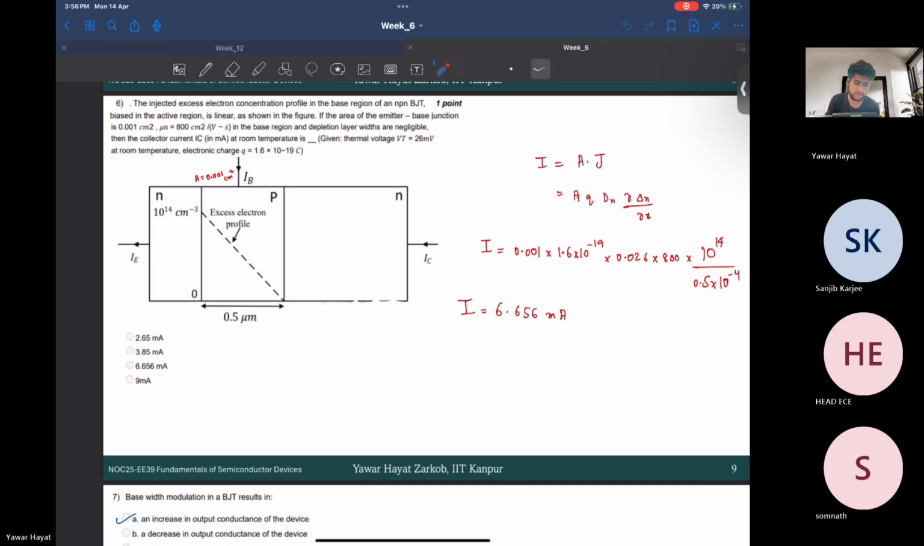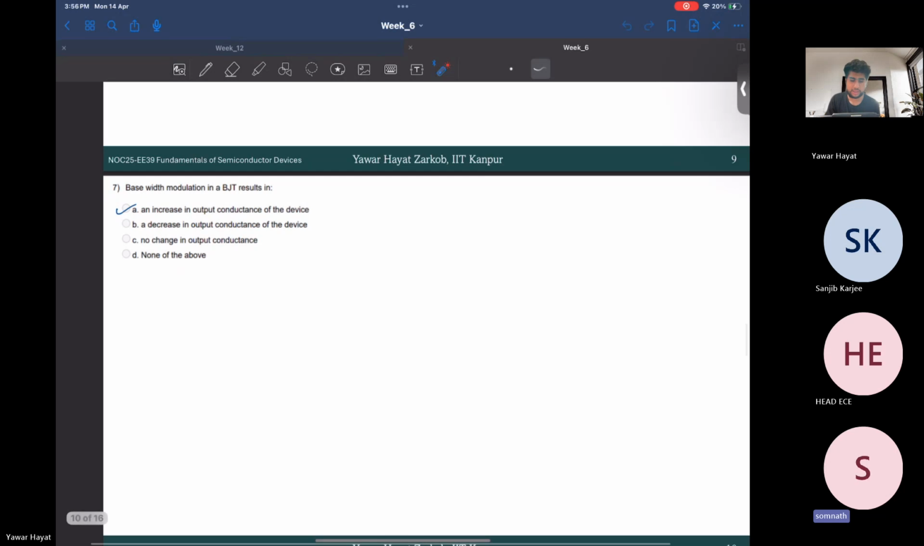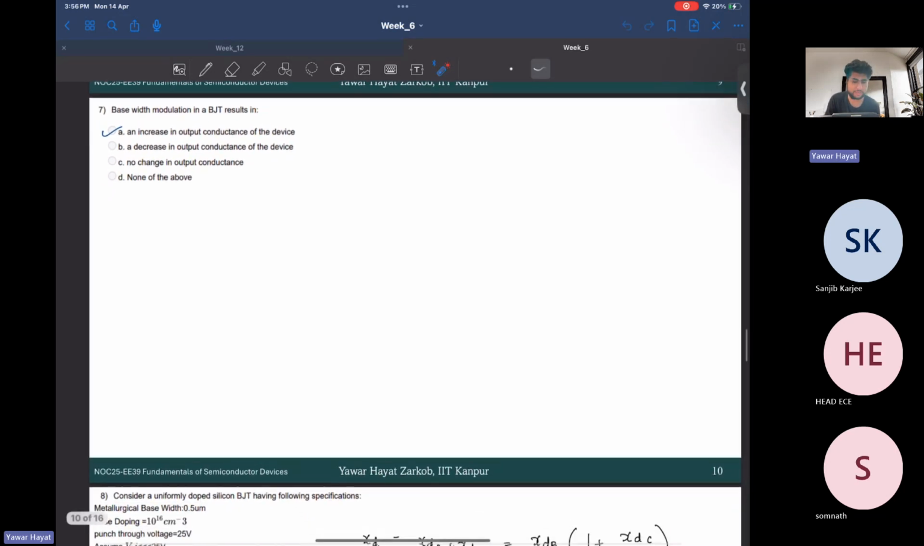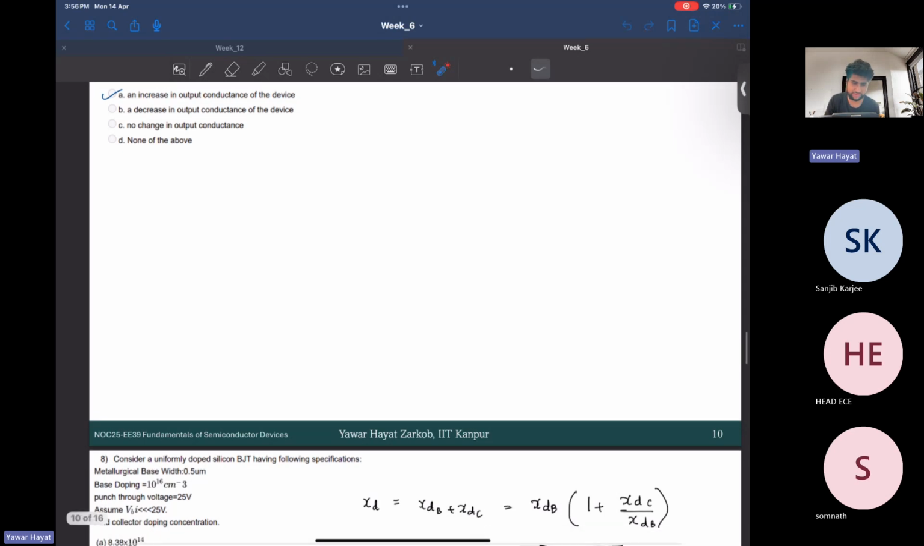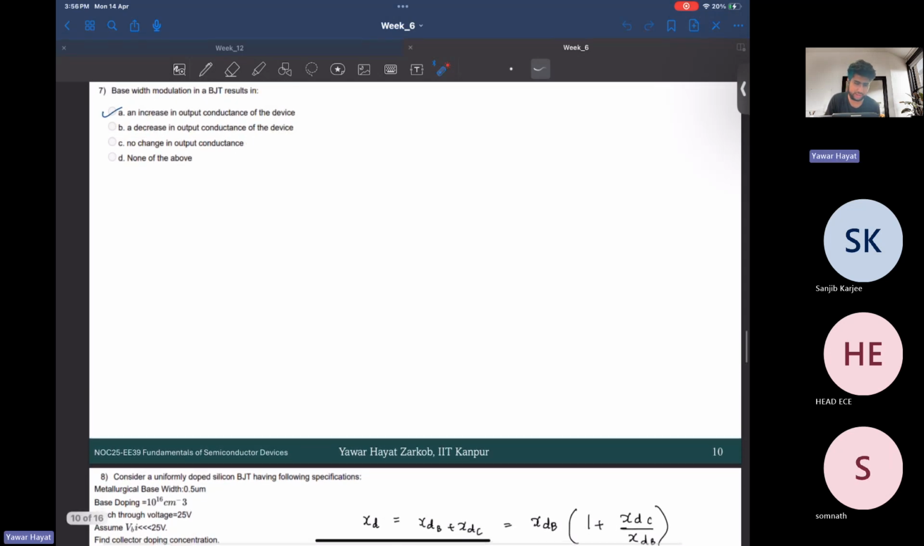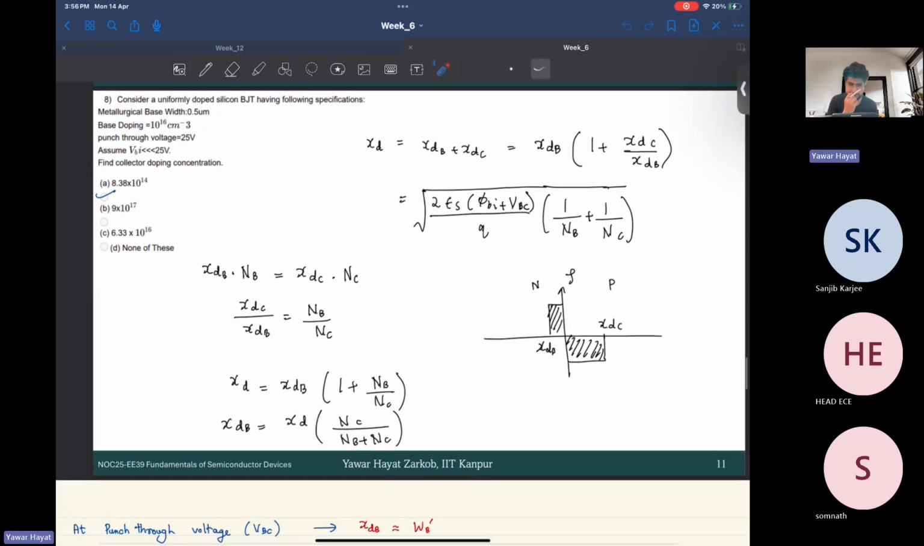Fine. I hope this is clear. And then this was a one-liner: base width modulation results in an increase in the output conductance of the device. And then we have this particular question.